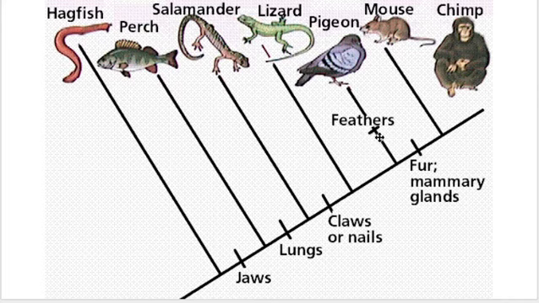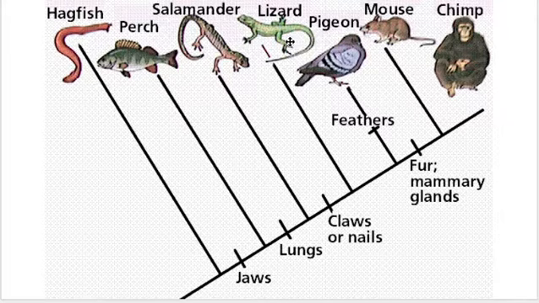Then we see feathers. Our pigeons have that. Our lizards don't, though. And fur, our mice and our chimp have that, but pigeons don't. So that's how that works. The closer they are together, so a chimp is more closely related to a pigeon than it is to a lizard because it's closer to that thing.